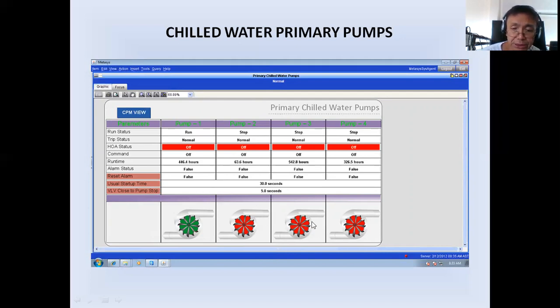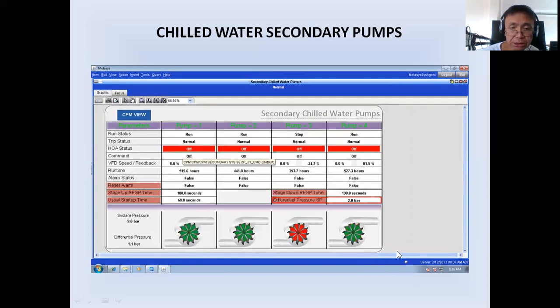Now here is the animation of the pump. When the pump is running, it will be green, and it will be rotating and animating. So this is the primary chilled water pump. Now let's go to the next. This is the secondary chilled water pumps. Secondary chilled water pumps are the pumps that deliver the chilled water to the load side. Now as you can see, the control and monitoring points are the same. Whatever is displayed for the primary pumps will also be in the same format for the secondary chilled water pumps.